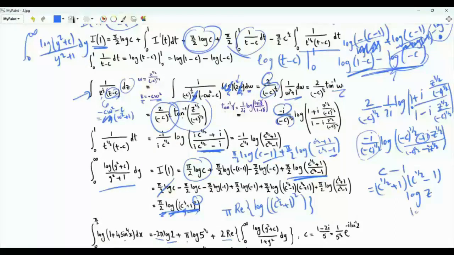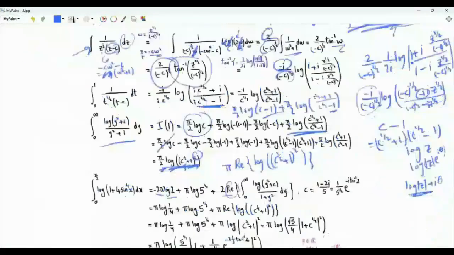Log of a complex number z is log of the magnitude of z times e to the i, the angle of z, say theta. So this is the logarithm of the magnitude plus i theta. Since we are interested in the real part, we only care about the logarithm of the magnitude. So our result is pi times the logarithm of 1/4 plus pi times the logarithm of the square root of 5. Then we have pi times the logarithm of the magnitude squared of this complex number.